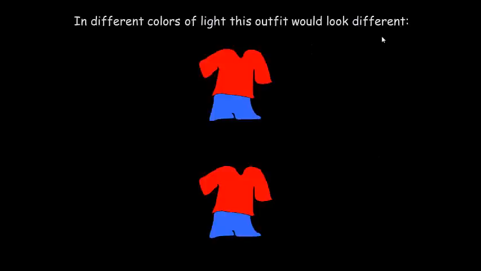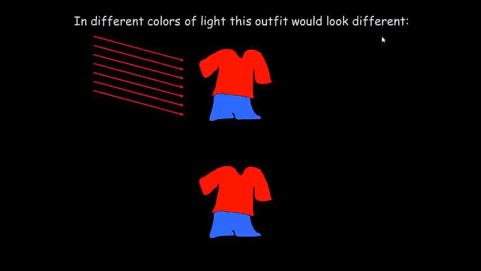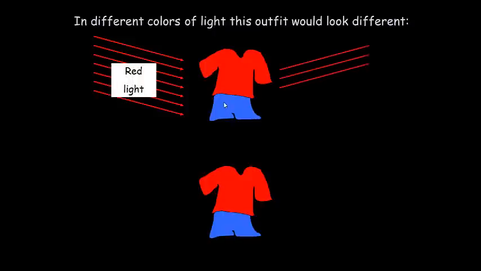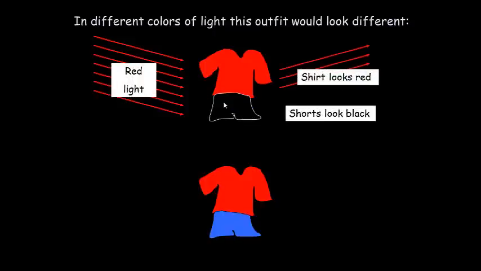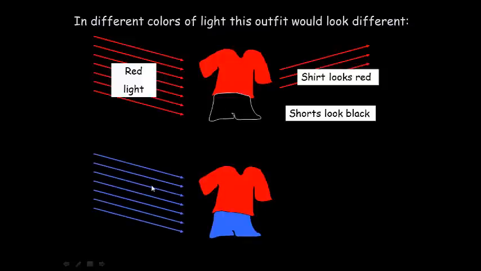If I put this outfit in different colors of light, it's going to look different. So take, for example, just shining red light on it. The red shirt is capable of reflecting that red light. The blue shorts are not. That red shirt then would look red, but the shorts would look black. The shorts are not capable of reflecting any of the light from the source, so we would see this as no color.